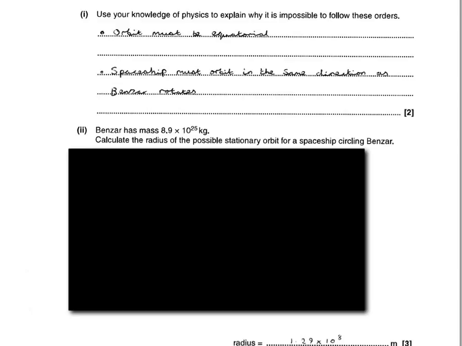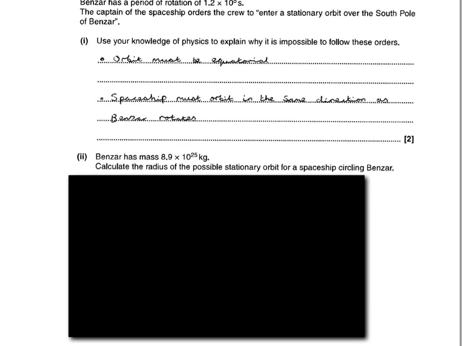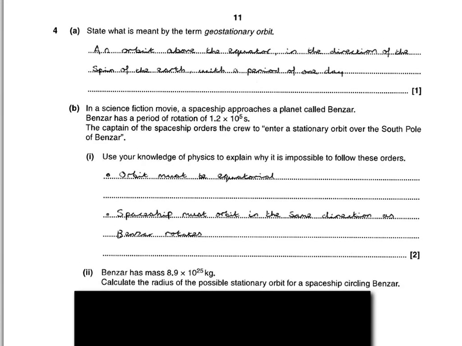Okay, so now we're moving on to part 2. It says Benzar has a mass of 8.9 times 10 to the 25 kilograms. Calculate the radius of the possible stationary orbit of a spaceship circling Benzar. So the key thing to realise in this question is which equation to use. As we can see here, we've been given the mass, which I've just shown you, and also up here we've been given the period of Benzar's rotation.